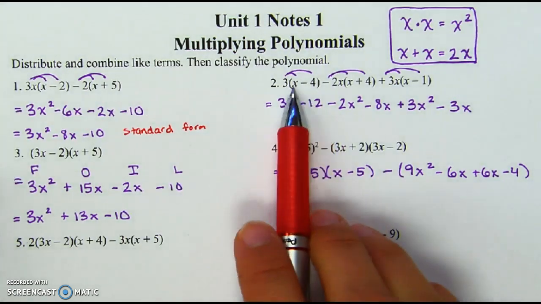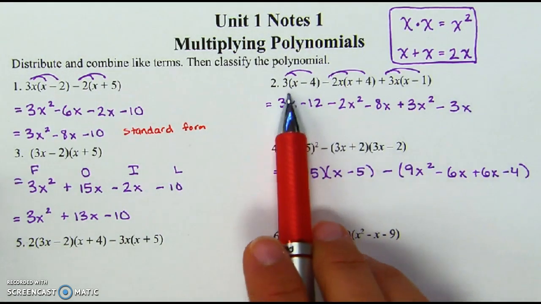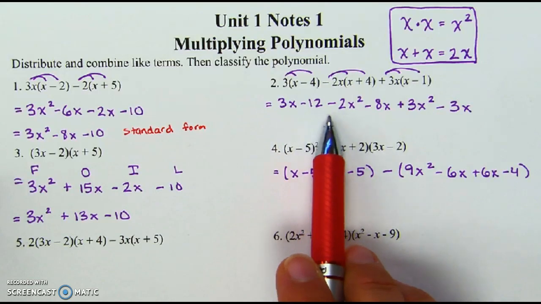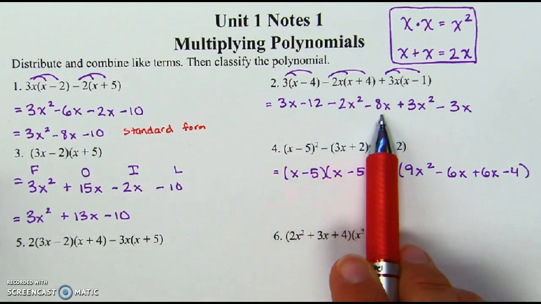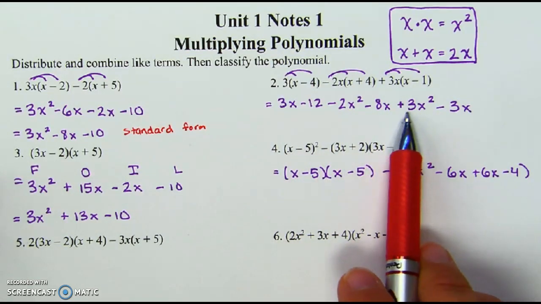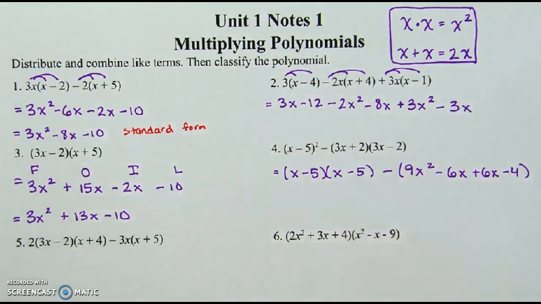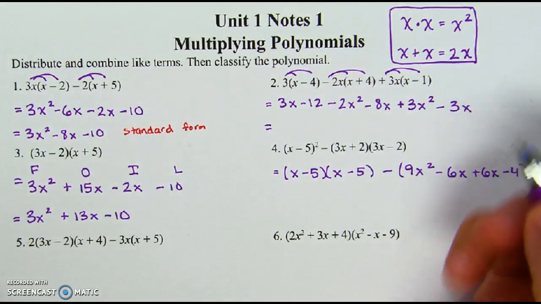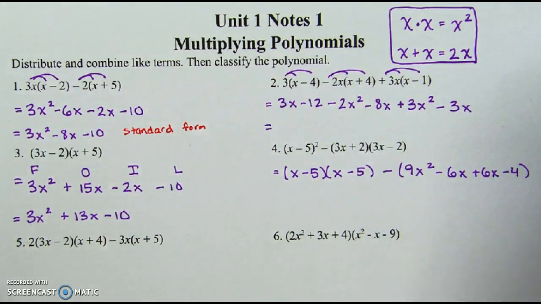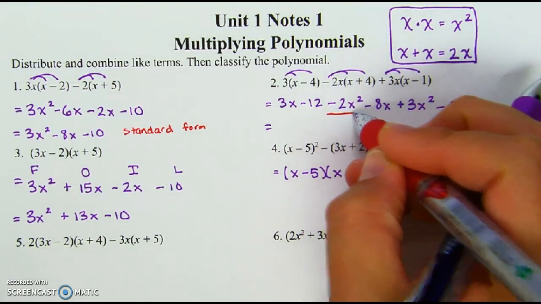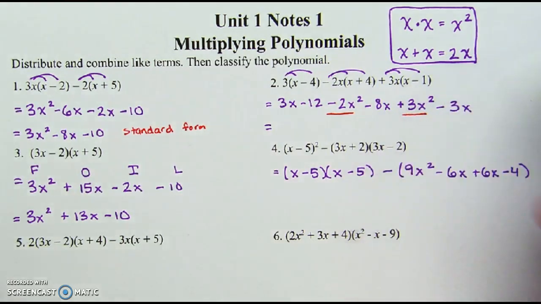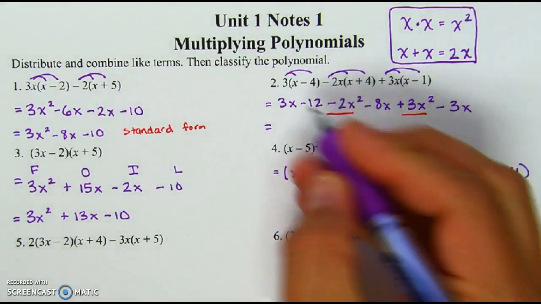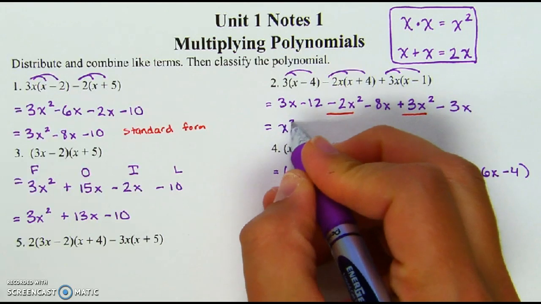Here we have 3 terms we need to distribute. So we distributed here correctly. I'm kind of checking my work as we do this. We distributed here. I think that's good. So now it's not in standard form. I need to combine like terms. So I want the x squareds in front. So I see a -2x squared and a positive 3x squared. So -2 plus 3 is 1x squared.